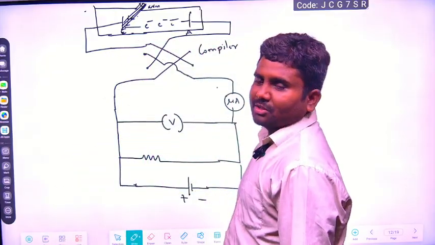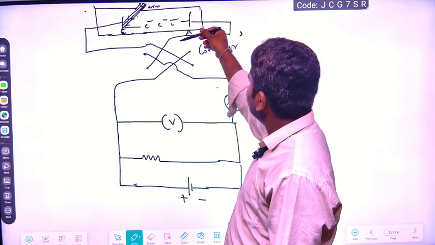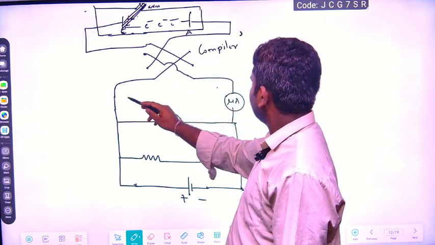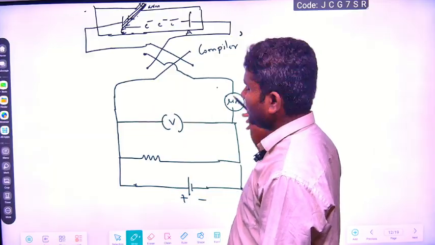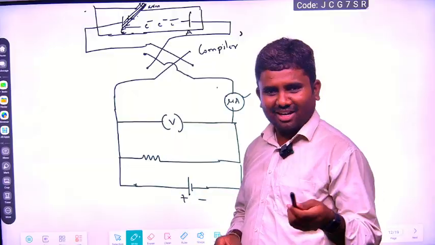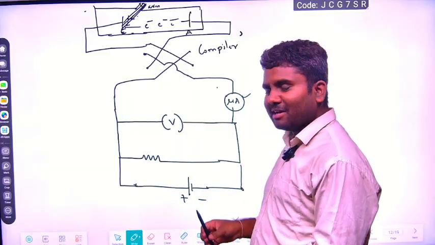Okay. So what will happen? These electrons it will collect, and electrons will be sent to this microammeter. This microammeter will check how much current is coming. Understood?